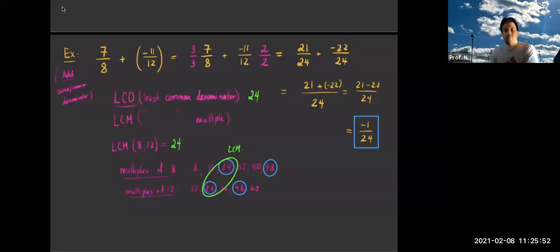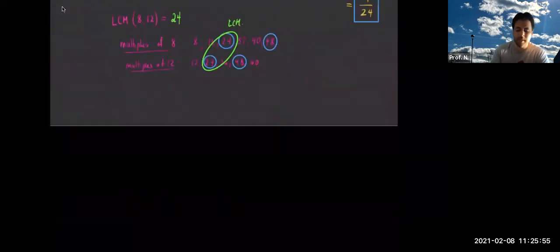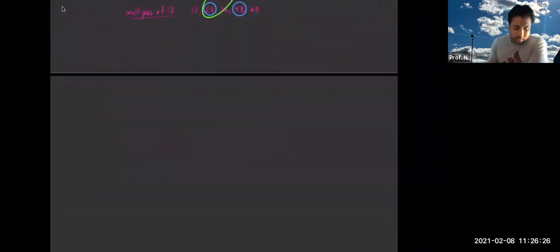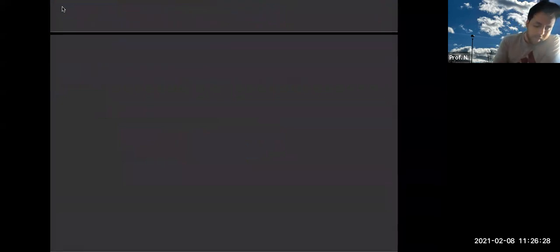Okay, so that's how we add fractions. We need to find the LCD, and the least common denominator or the least common multiple is found by finding the multiples of each denominator and seeing which one is the smallest common one. And then we appropriately multiply the numerator and denominator by the factor that gives us the LCD. And then we can combine the numerators and keep the denominator the same, and then you get your final answer. Okay, so that's combining rationals like that.